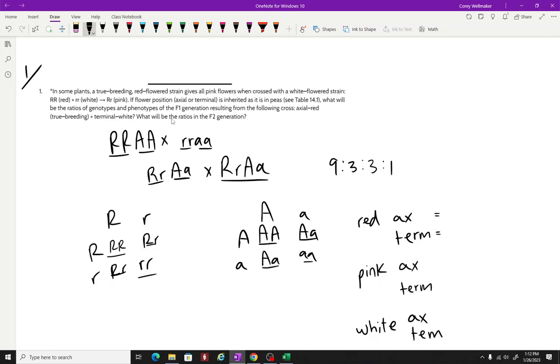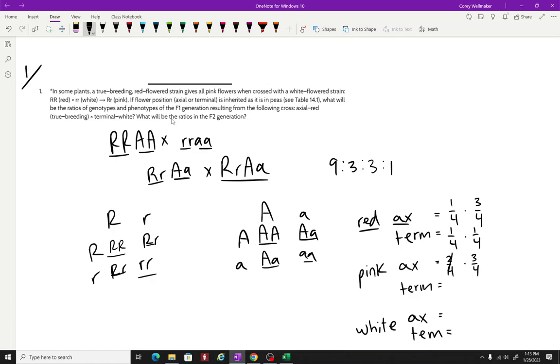So the probability of each phenotype, we're using the multiplication rule. So the probability of making a red and axial is 1/4 times 3/4. Red terminal is 1/4 times 1/4. Pink axial is 2/4 times 3/4.